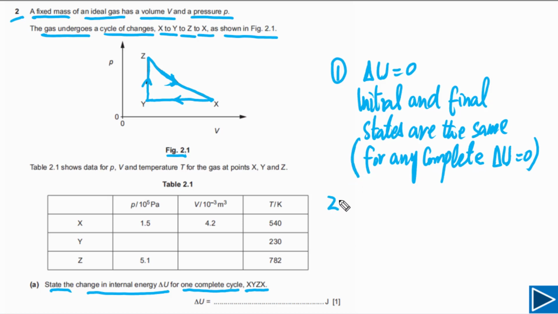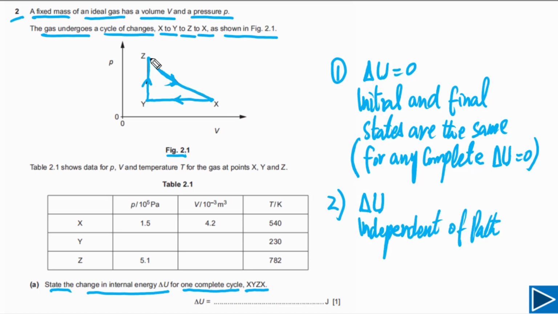And the second thing we need to understand is that we can also say delta U is independent of path. It doesn't matter if gas started from here, for example, from X, it goes this way, then this way, then this way, and finally comes to this one. Still, delta U is equal to 0 if initial and final states are the same. So in this case, you can see this gas undergoes a cycle of changes. That's the reason delta U has to be equal to 0. And this is the B mark. If you have written this one, you will get this 1 mark.